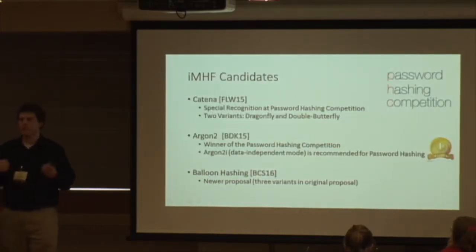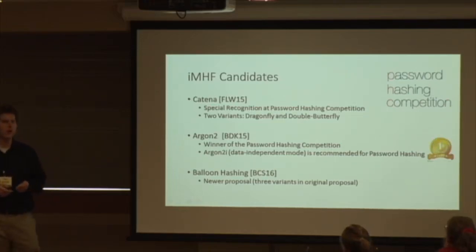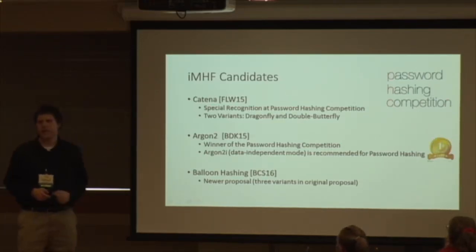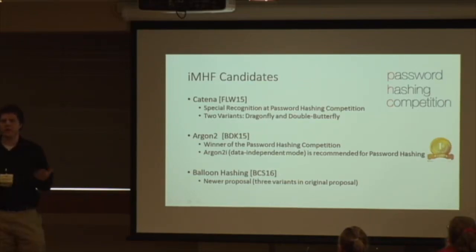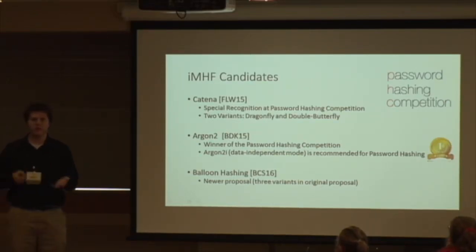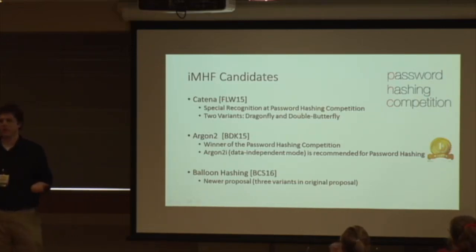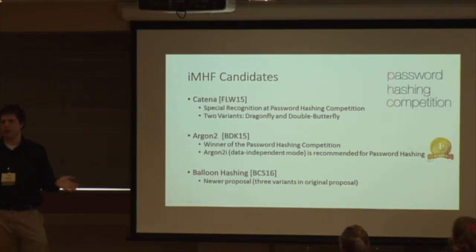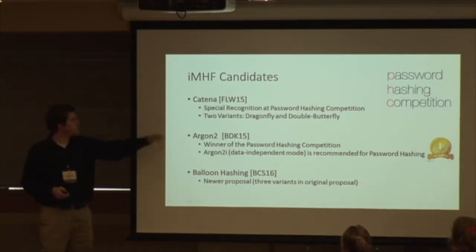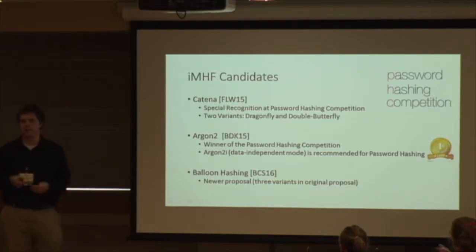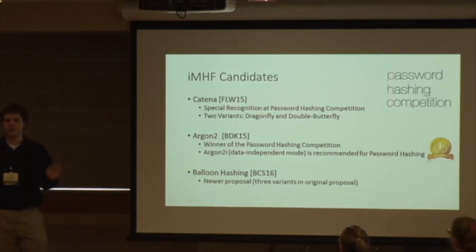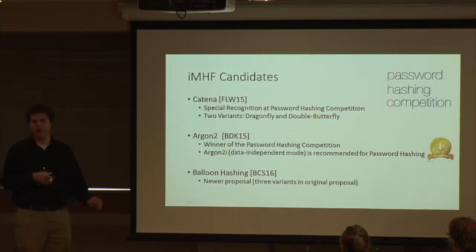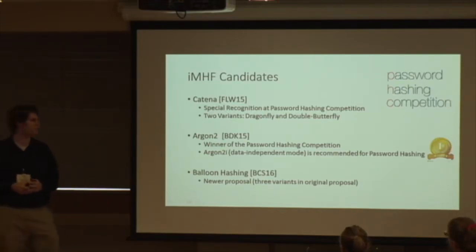OK. So a few years ago, there was a competition called the password hashing competition. The goal of the password hashing competition was to create the next generation password hashing algorithm. And thanks to this competition, we now have a large number of candidates. A few of the prominent ones include Catena, a candidate that received special recognition from the competition judges. There are a few variants of Catena, Dragonfly, double butterfly. We're not going to discuss the differences.